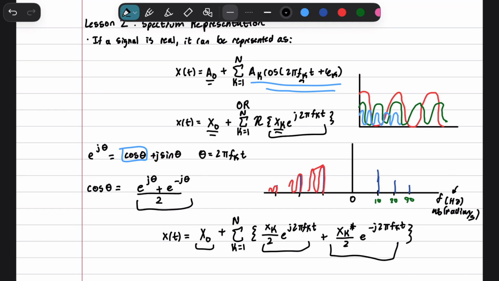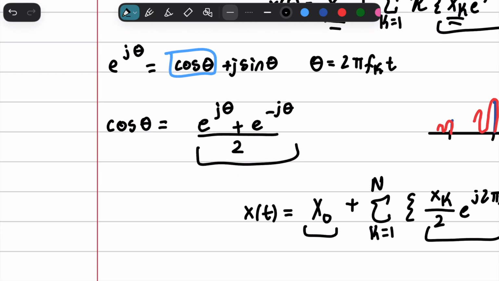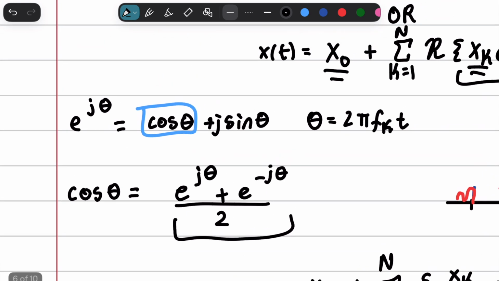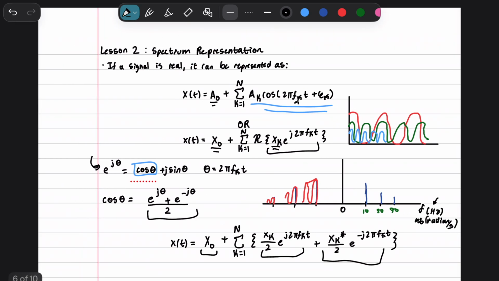Probably the only thing that I haven't really talked about properly is where cosine theta equals this. And I would encourage you to derive it from Euler's equation. It's quite simple. All you have to do is make sure that you have this cosine theta by itself. Remove this sine theta. I did do this derivation in one of the circuit analysis videos, so feel free to go check that out too. And that's it for spectrum representation.